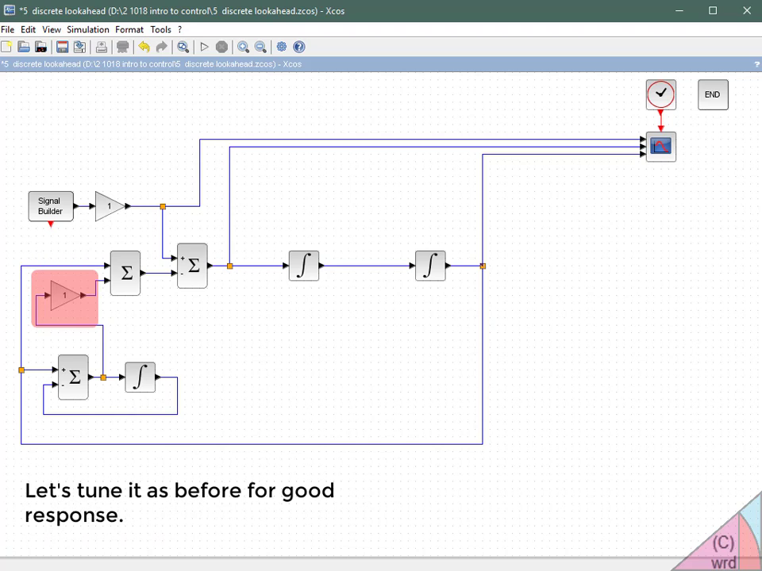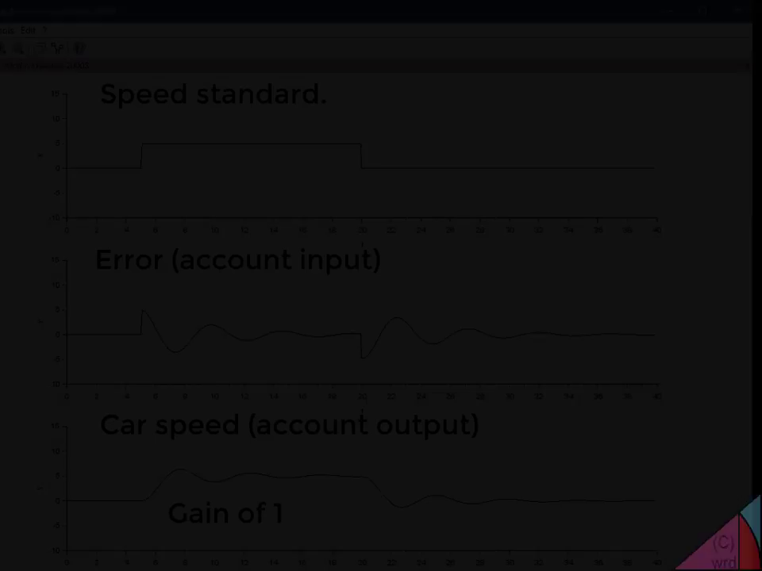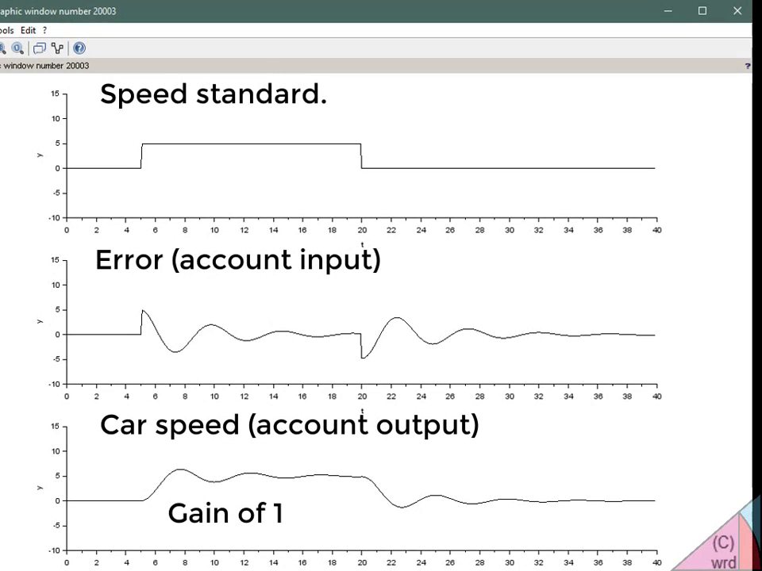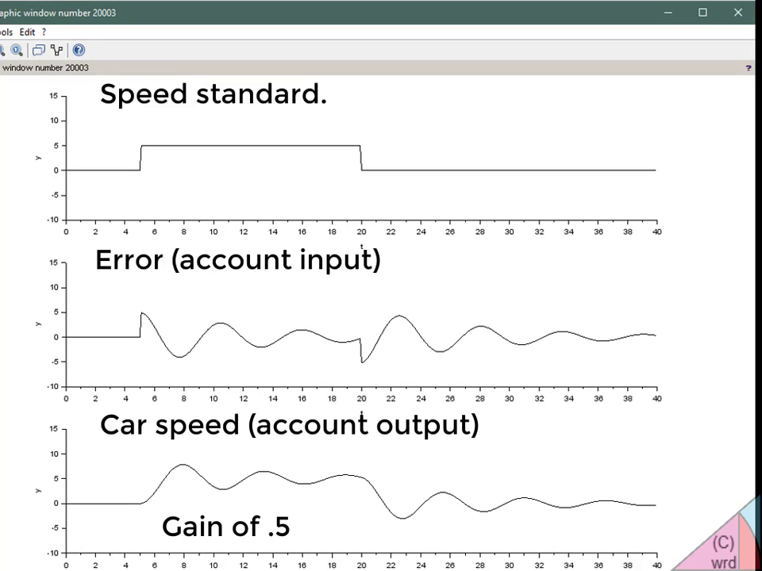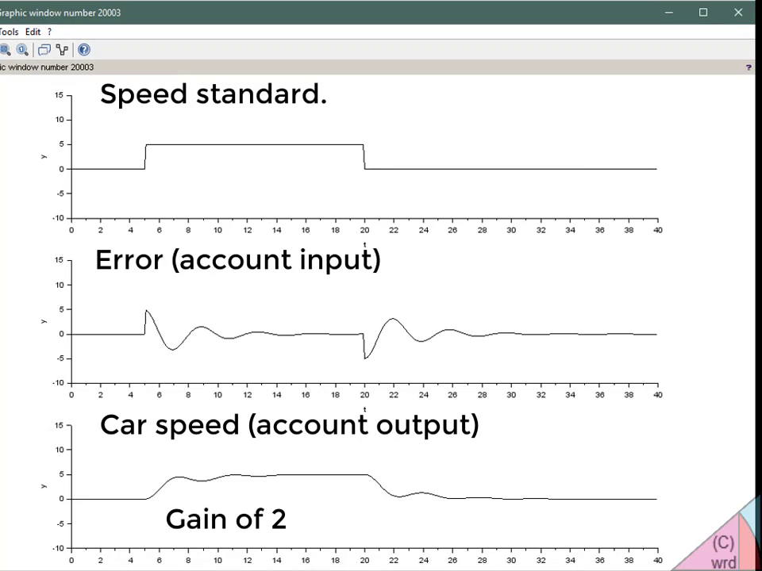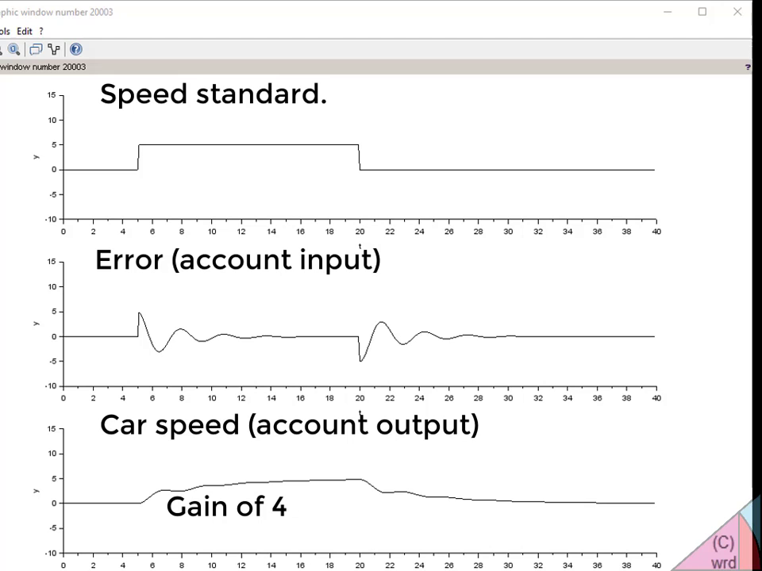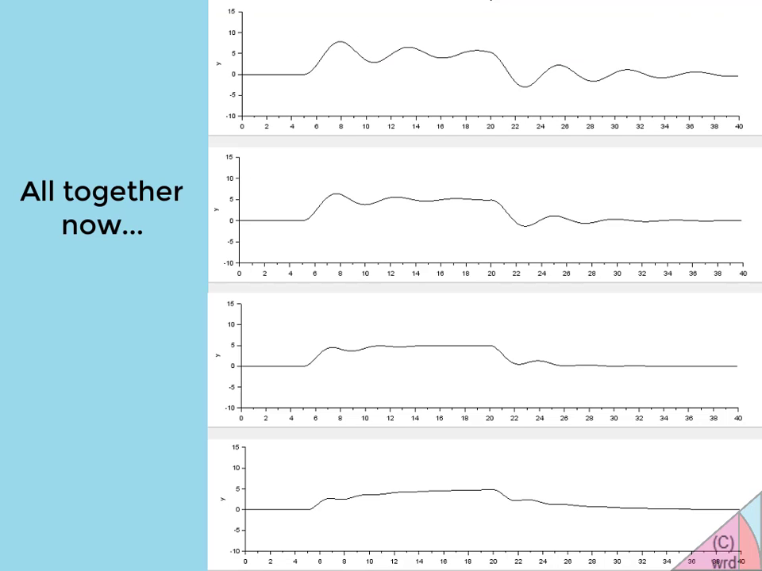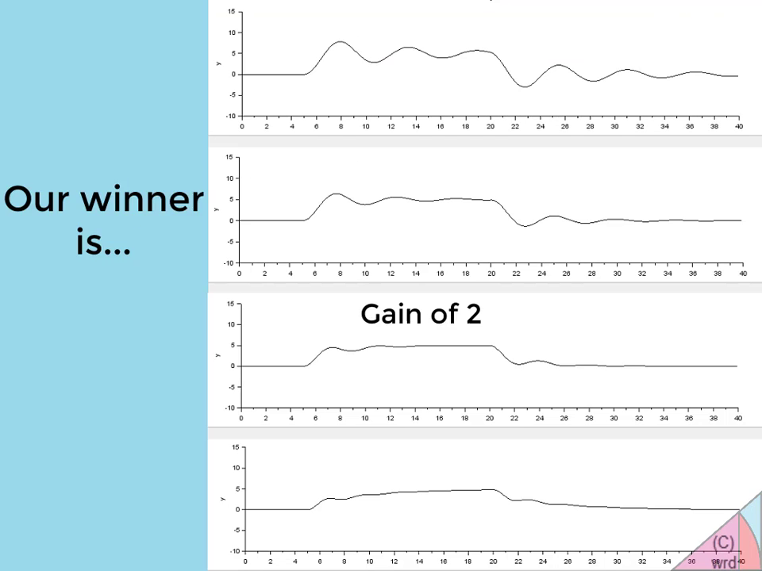Once again, we will choose the best-looking last account signal from a variety of look-ahead gains. Here is a look-ahead gain of 1. Now 0.5. Now 2. And now 4. Here they are together. Of these choices, let's use 2.